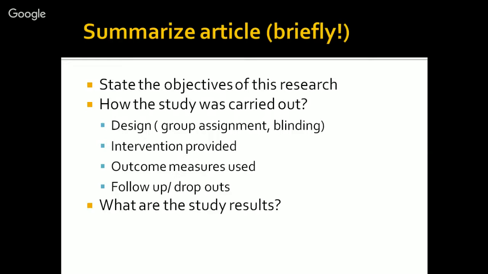And second, how did they carry out this research, where you discuss their methods section in terms of study design, group assignment, blinding if it was done or not, intervention provided, that is what treatment they provided in each group, and components of the intervention, intensity, dosage, etc. And outcome measures, which outcome measures they have used, and if they have done a follow-up, what are the different time points of assessment, and dropouts, these things.